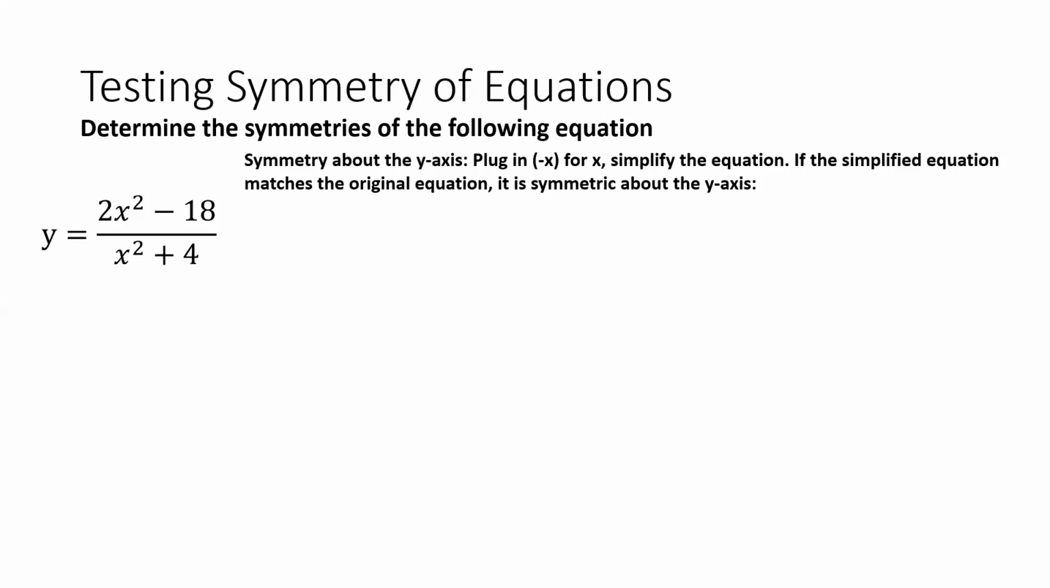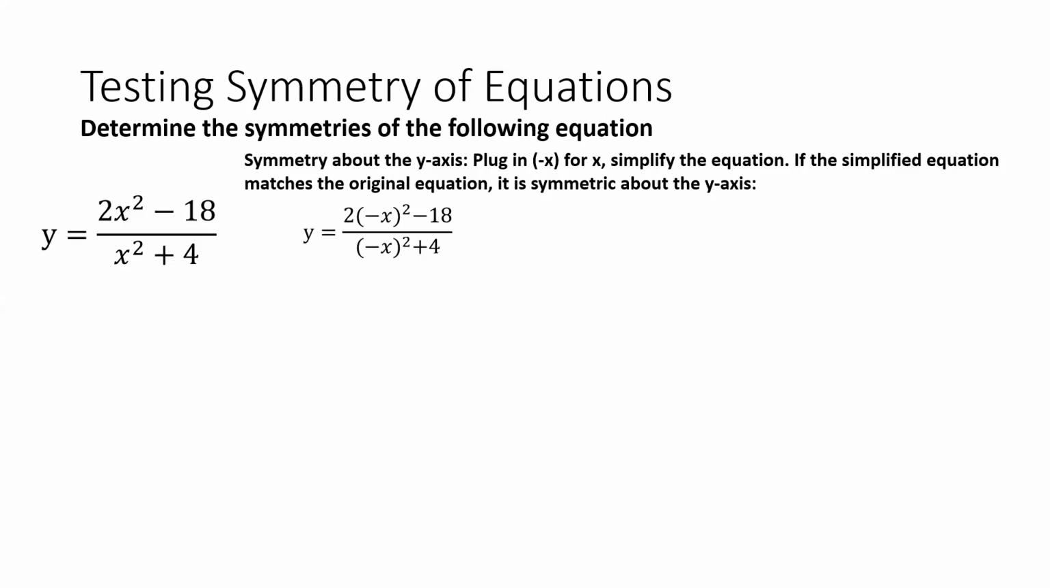And if that doesn't change my equation after simplifying, then I have symmetry about the y-axis. So that's very long-winded. In practice, it's actually not that terrible. So I have this equation. I'm going to plug in negative x everywhere that I have an x. Make sure that I put it in parentheses.